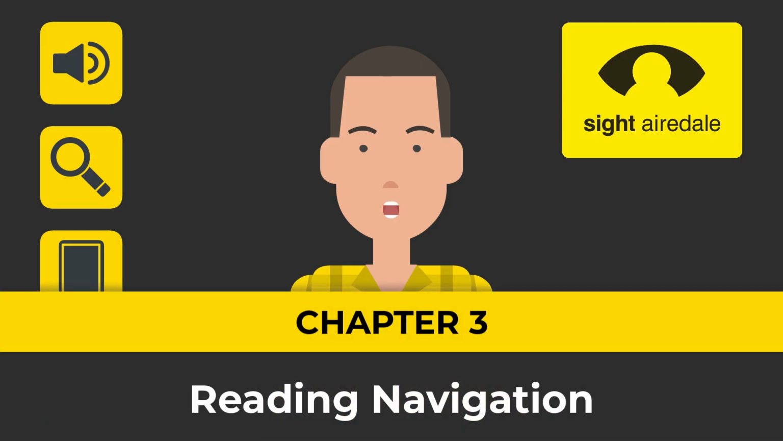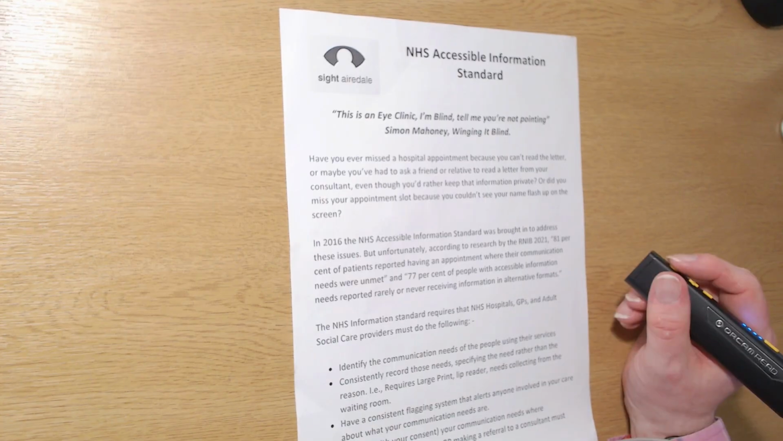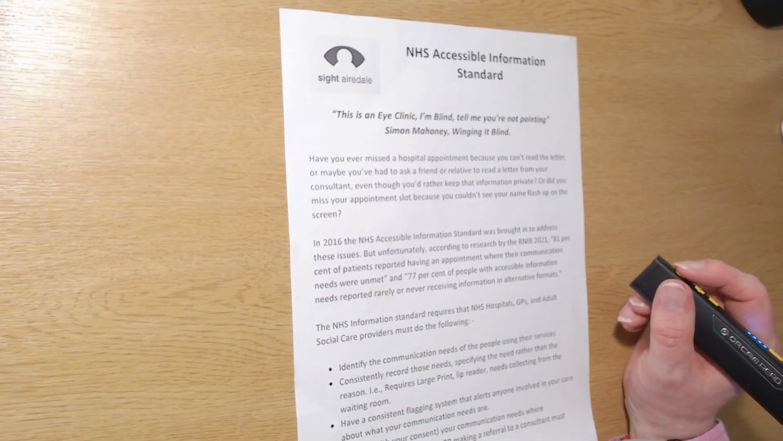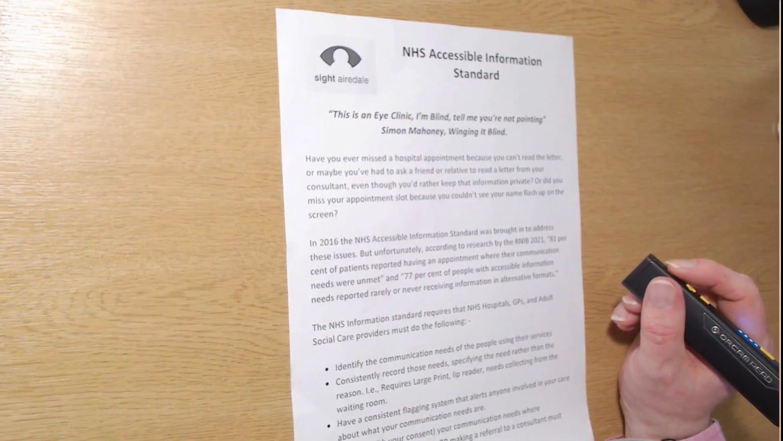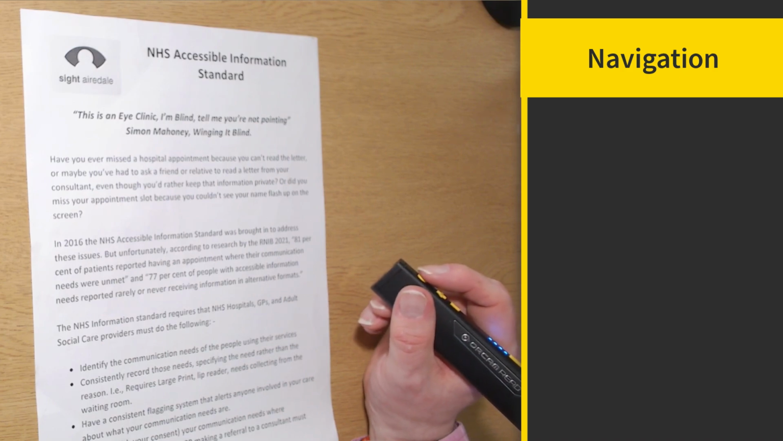So normally when you scan and read a document with the OrCam, it will read the entire document. The reading navigation mode allows you to move backwards and forwards within a document and also start and stop reading. So to enable reading navigation, I double press on the trigger button and then say Enable Reading Navigation.